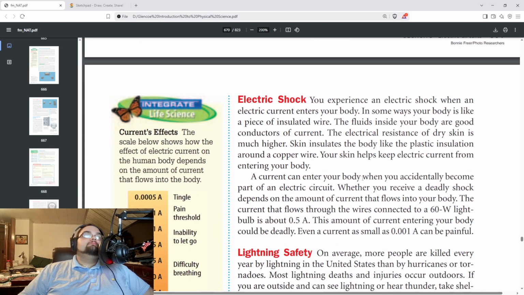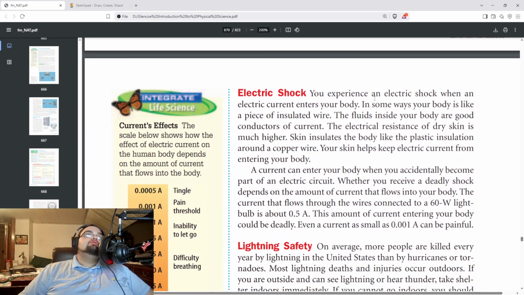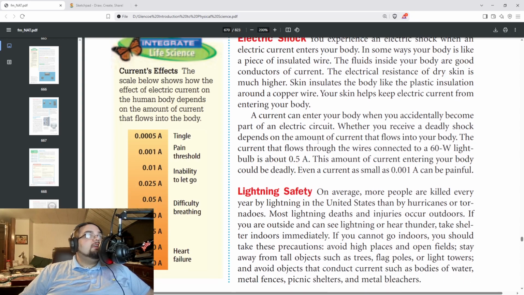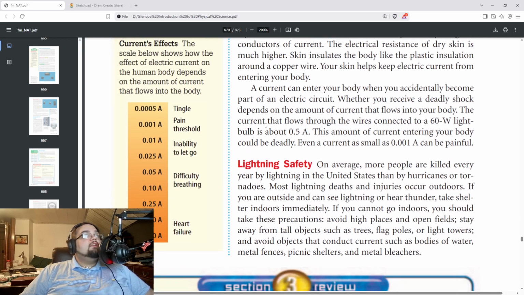Electric shock. You experience an electric shock when an electric current enters your body. In some ways, your body is like a piece of insulated wire. The fluids inside your body are really good conductors. The electrical resistance of dry skin is much higher, so be dry, not wet. Skin insulates the body like a plastic insulation around a copper wire. Your skin will help keep electric current from entering your body. A current can enter your body when you accidentally become part of a circuit.